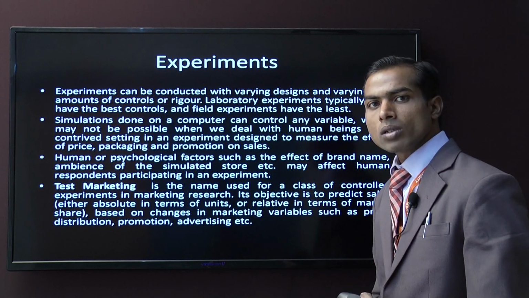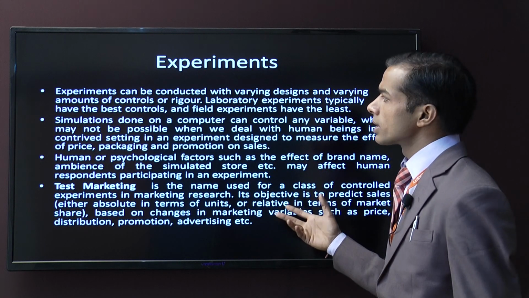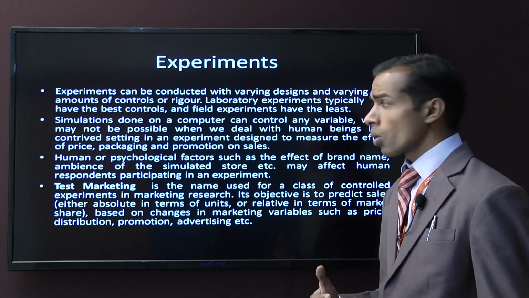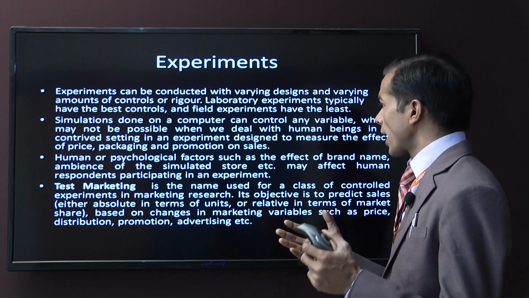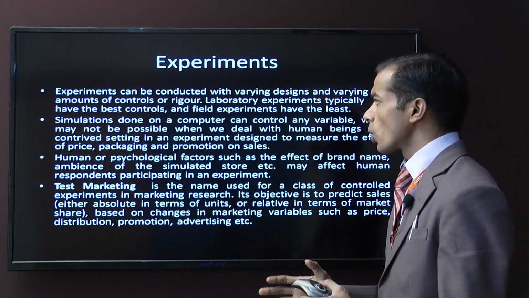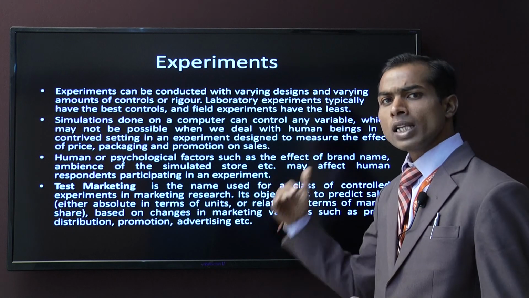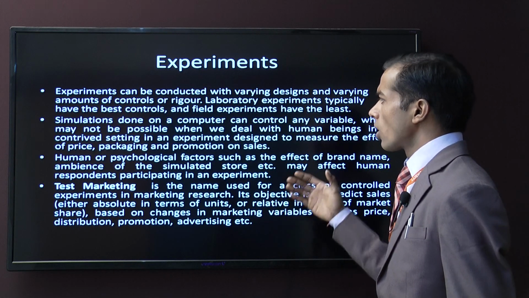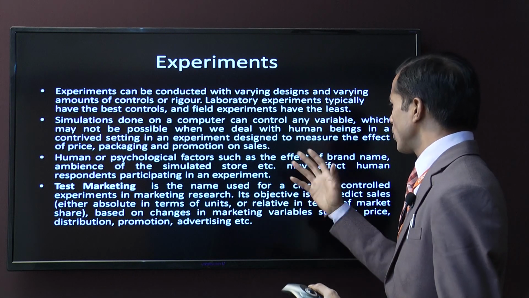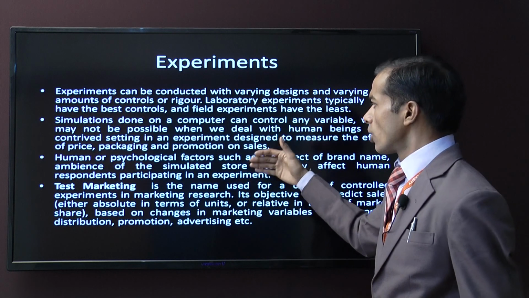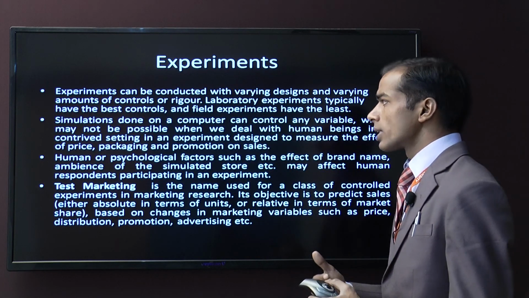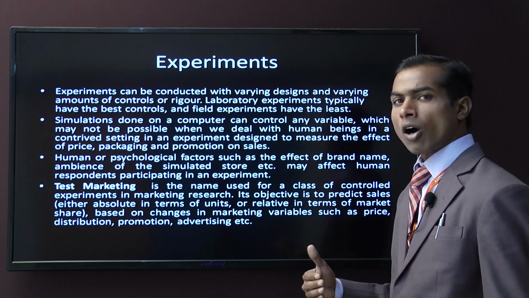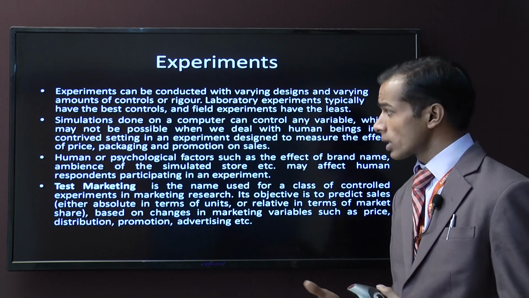Now let us talk about another method, that is experiments. Experiments can be conducted with varying design and varying amounts of control or rigor. A laboratory experiment typically has the best control and a field experiment has the least control. This is also called a simulation. A simulation done on a computer can control any variable, which may not be possible when we deal with human beings in a contrived setting in an experiment designed to measure the effect of price, packaging and promotion on sales.